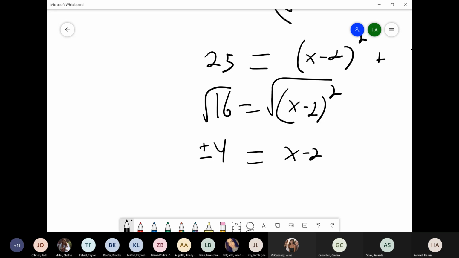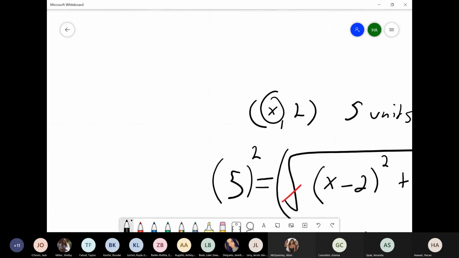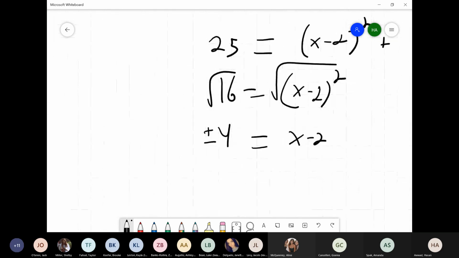We're solving for the component of the point, right? This is our goal here, not distance. We already know the distance. The distance is 5 units away. So we still need the plus or minus here.